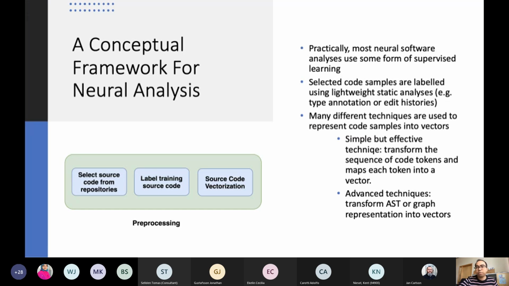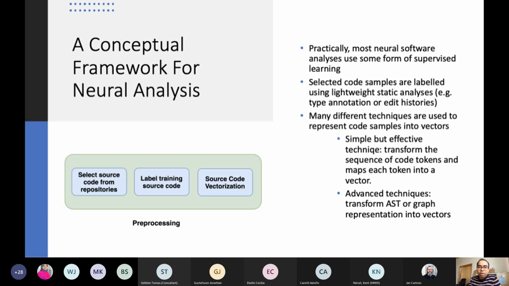And because large amounts of labeled examples are a prerequisite for effective supervised learning, most neural software analysis tasks done so far are basically based on the availability of sufficiently large data sets.